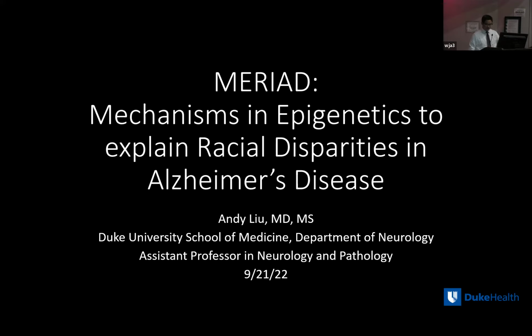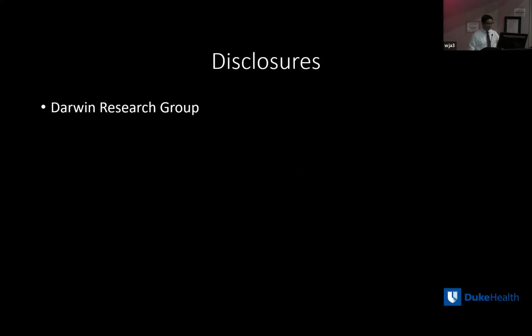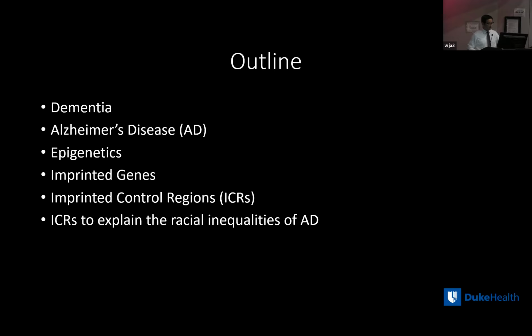So, start off with the fun stuff, the disclosures. I'm a consultant for the Darwin Research Group, but otherwise no conflicts of interest. So this is my outline for the talk today. Because it's World Alzheimer's Disease Day, I'm going to talk a little more about Alzheimer's disease and how it evolved and how we got to where we are today. A little bit of history, I think, is relevant today.